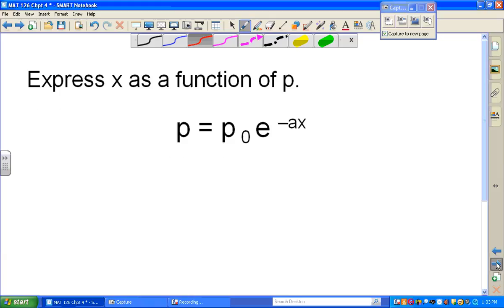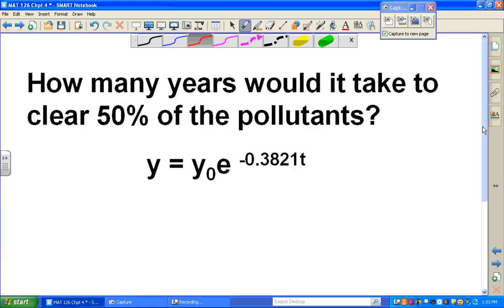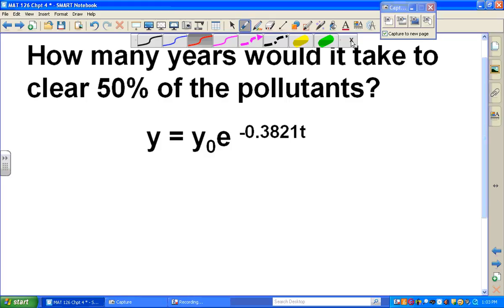So I think I just answered the question on that one. Here we go. This is a half-life problem written a different way. How many years would it take to clear 50% of the pollutants? They give you the constant, K. Some books use K, some use C. The business equations use R. With the K in front of the T. So how would you set this up if you were looking for a half-life?